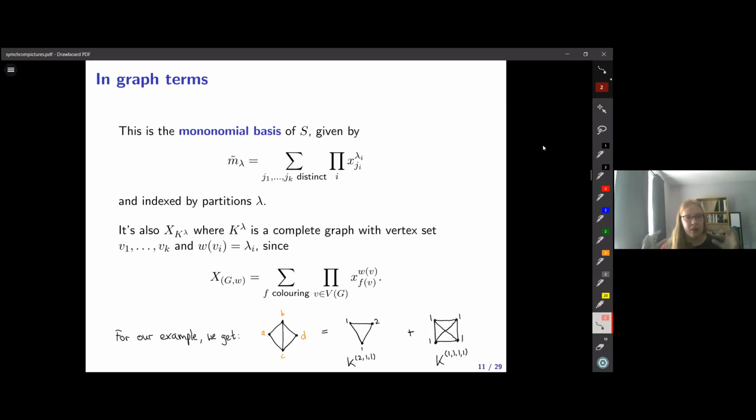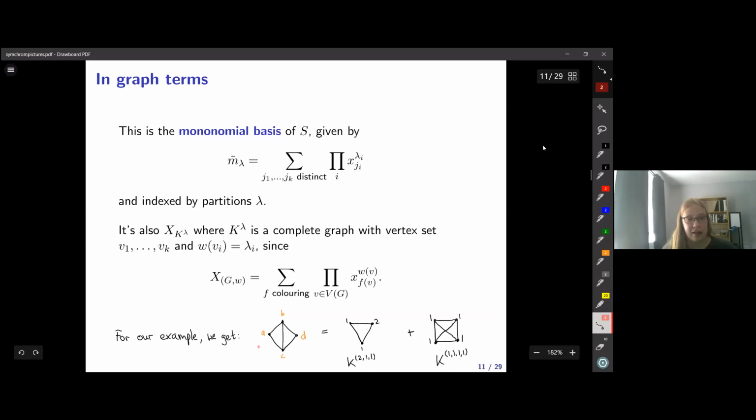So if you look at this, that just means I have a k-vertex complete graph with vertex weights lambda 1 up through lambda k, and I'm coloring it, right? Because then I have to give k distinct colors, and for the ith color, I get weight lambda i. So we can now not think of this as a symmetric function anymore, but instead let's think of it as a complete graph with vertex weights.